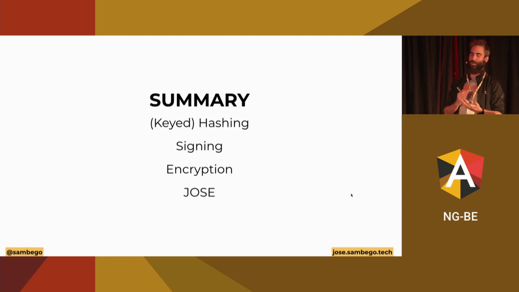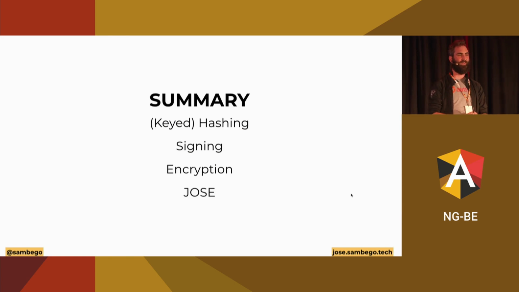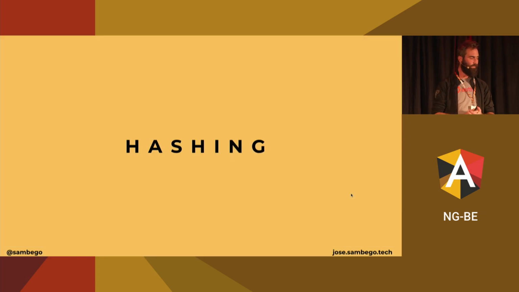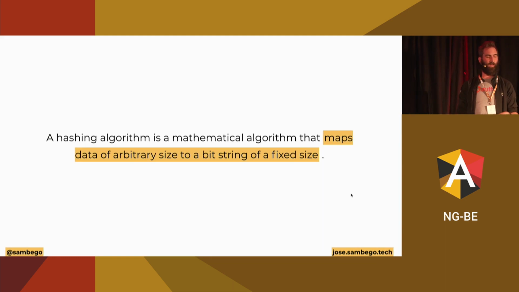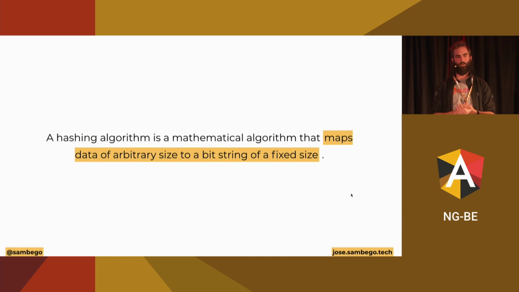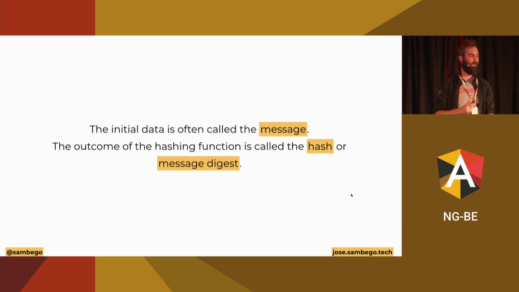So what we're going to be seeing: hashing and keyed hashing, signing, encryption, and lastly, the JOSE specification, JSON Object Signing and Encryption. So, hashing. What is hashing? A hashing algorithm is a mathematical algorithm that maps data of arbitrary size to a bit string of a fixed size, which basically means that no matter how big the input is, the output will always have the same size depending on which algorithm you use. So if you input one sentence, one word, one letter, or a whole book, the output of a hashing algorithm will always have the same size depending on the algorithm.